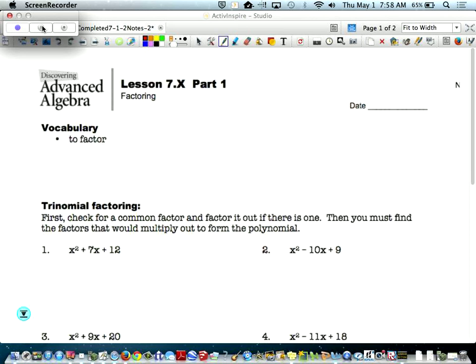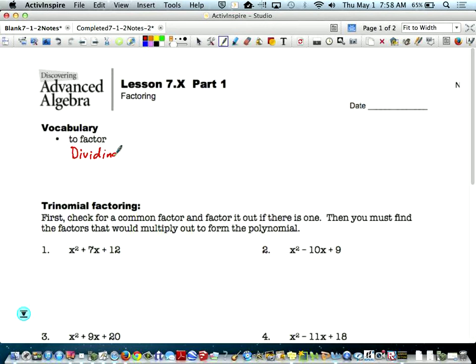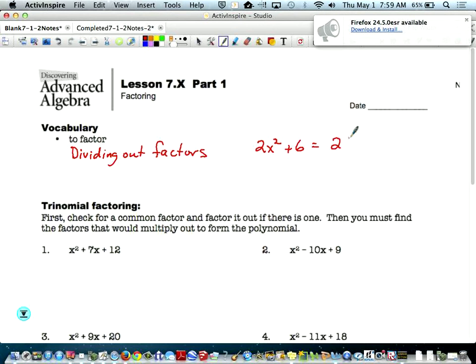Basically, when you hear somebody talk about factoring, you may be dividing out factors. So if I had something like 2x squared plus 6, how many terms do we have? 2. So what do the two terms have in common? A factor of 2. So we could factor out a 2.